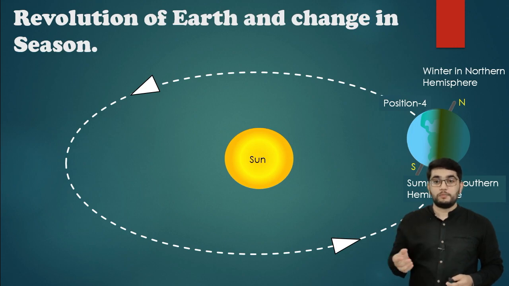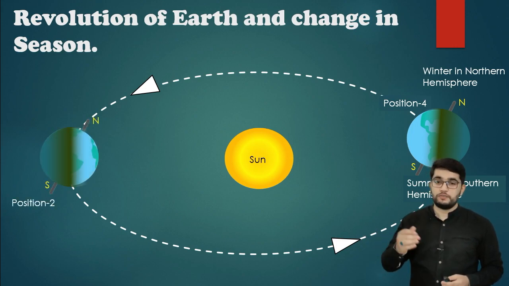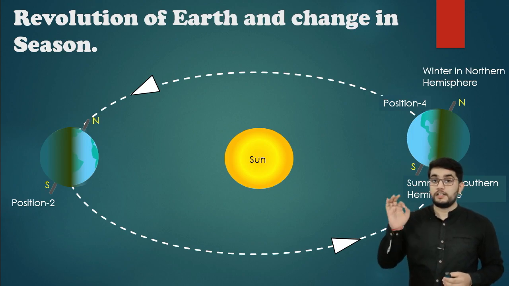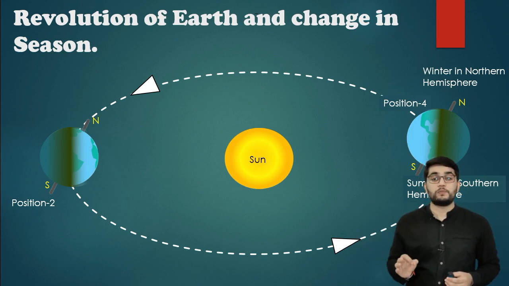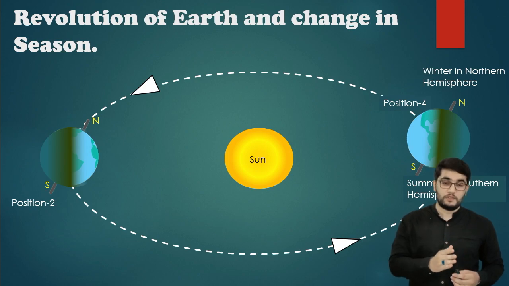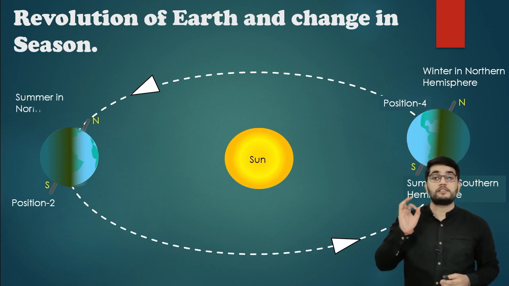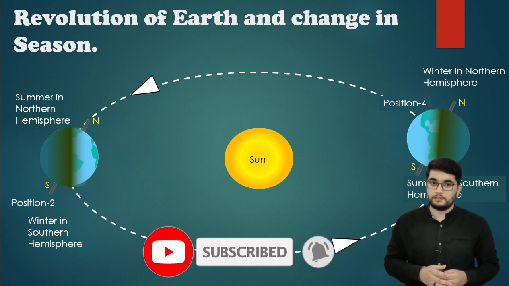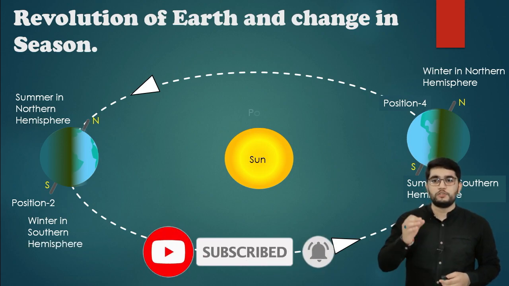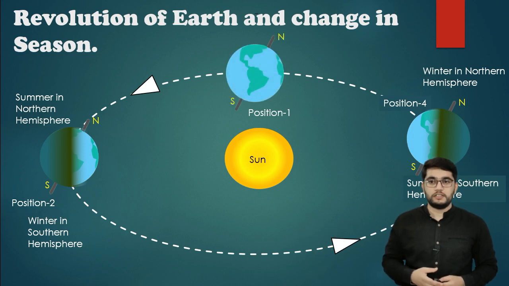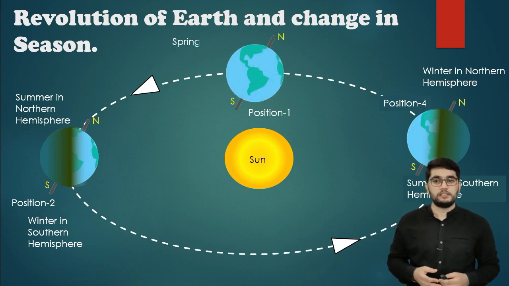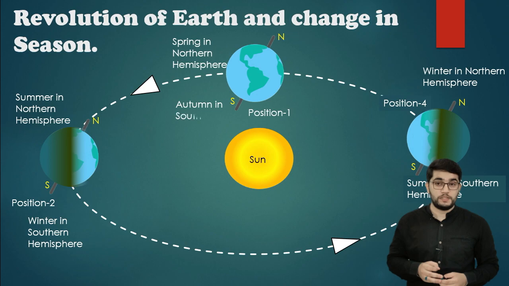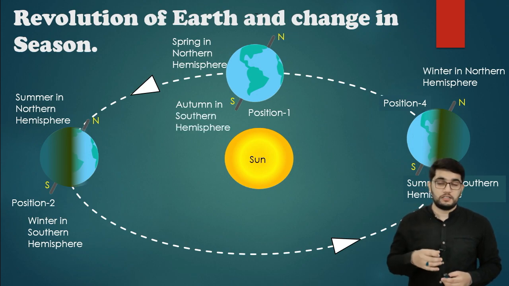Now looking at position number 2, the opposite side of it. Here you can see that the North Pole is tilted towards the sun and the South Pole is tilted away from the sun. Because of this reason, there is summer in the Northern Hemisphere and winter in the Southern Hemisphere. Now looking at position number 1, there is spring in the Northern Hemisphere and autumn in the Southern Hemisphere.